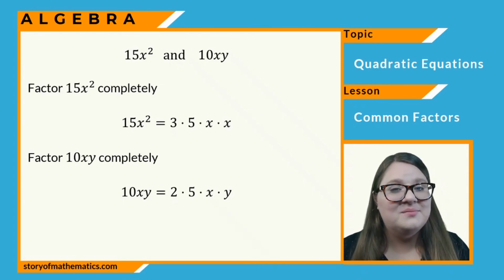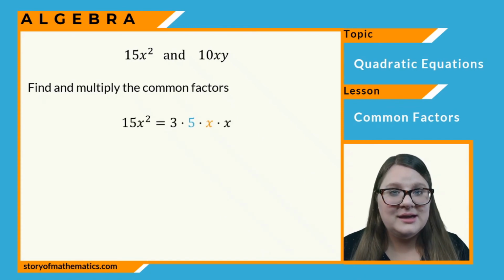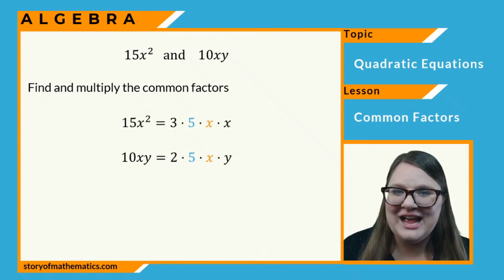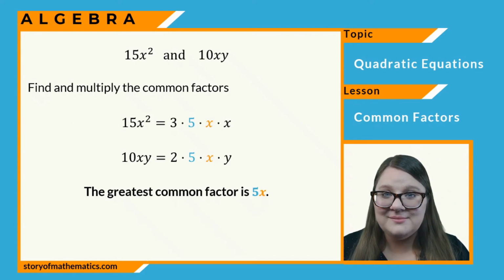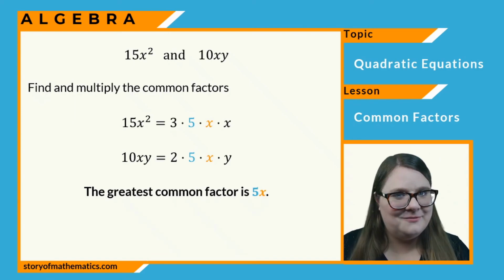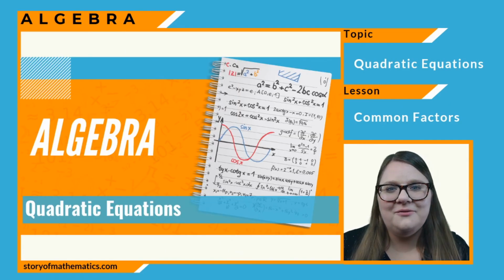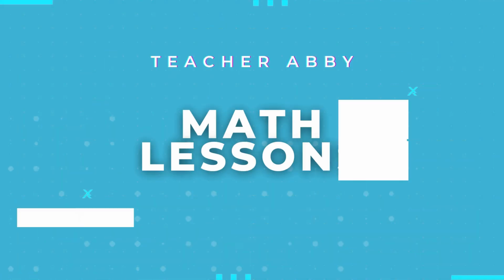Now, I want to find and multiply the common factors. So looking at this, they both have a 5 and they both have an x. So the greatest common factor of these two expressions is 5 times x, or you can just write it as 5x. And that is how you find common factors.